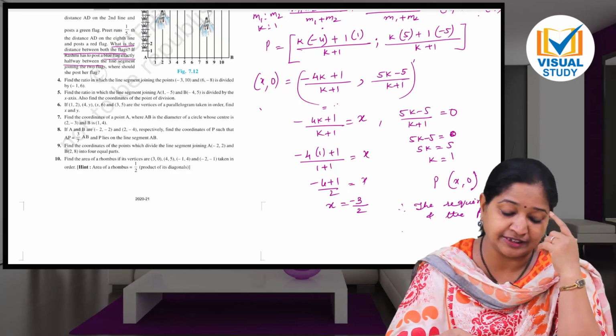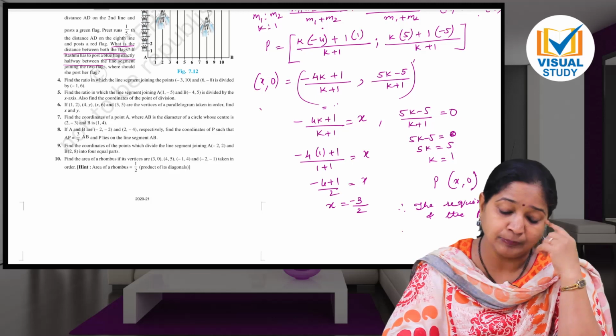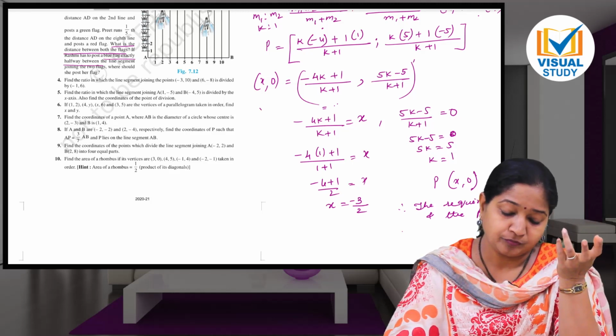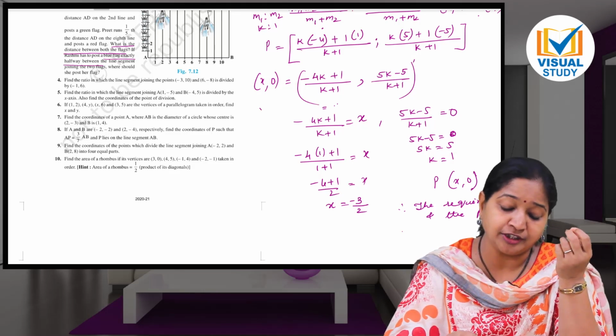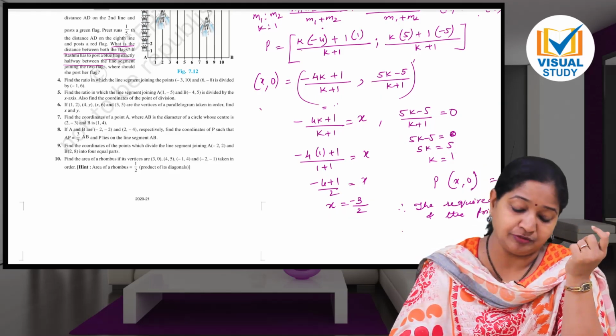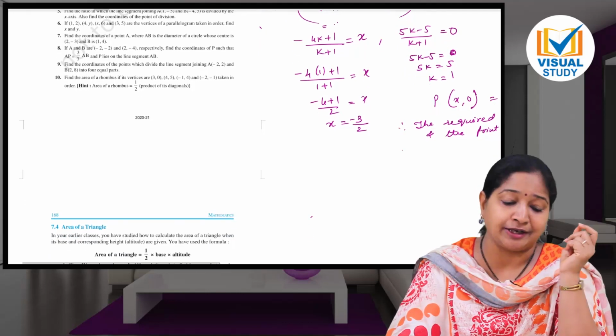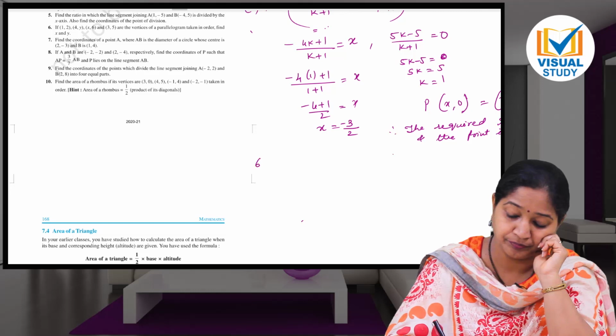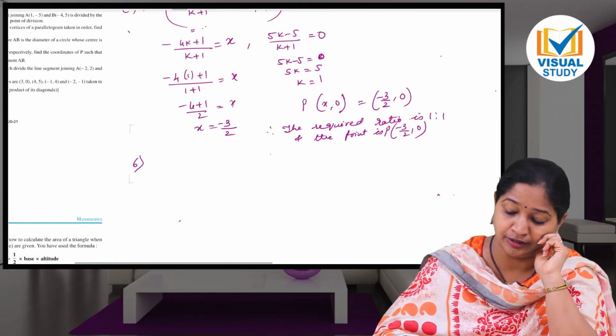Okay. What will be your sixth one? If the points they have given us are the vertices of the parallelogram taken in order, then you have to find out the x and y. Means what? They have given the points of a parallelogram. That is our sixth one. Okay. Points of a parallelogram.